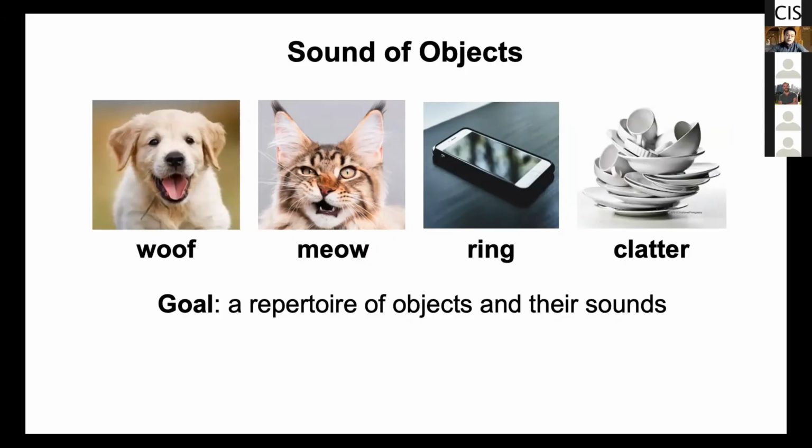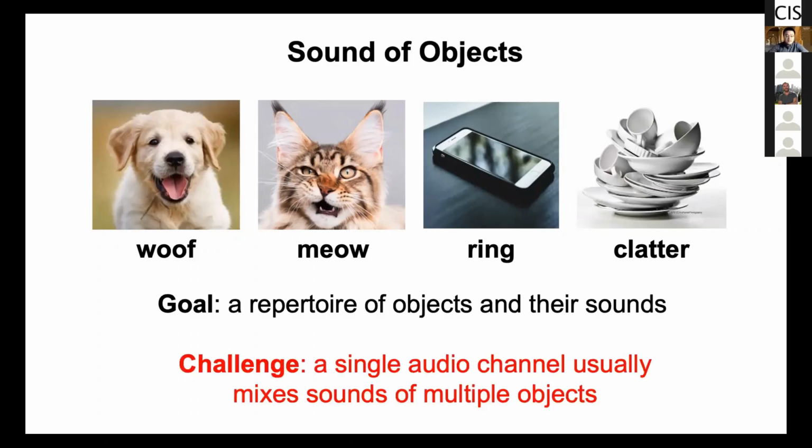But the challenge is that in the real world, the sounds of different objects do not exist in isolation, but are usually mixed together in various scenarios. So in an unlabeled video, object sounds often exist as a single audio channel that mixes all of them together. So the problem is, how can we obtain these object sound models naturally, including from unlabeled video?